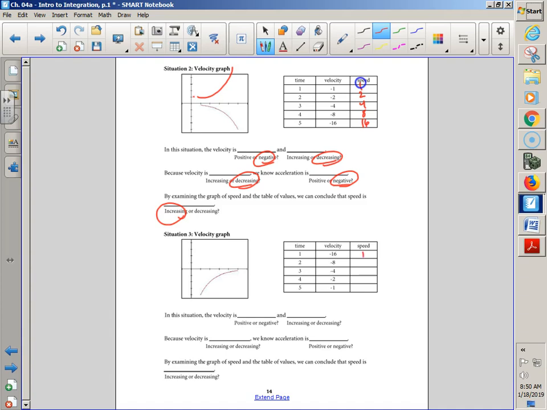This one, you guys did the absolute value: 16, 8, 4, 2, 1. Velocity, once again, is negative, but this time speed is decreasing, I agree. But what's velocity technically doing? Yeah, because the numbers are getting higher, which means closer to 0. Velocity is negative and increasing. Because velocity is increasing, acceleration is positive. What's speed doing? Decreasing. Velocity is technically, numerically, the negative numbers becoming closer to positives. That's an increase in velocity, but a decrease in speed.